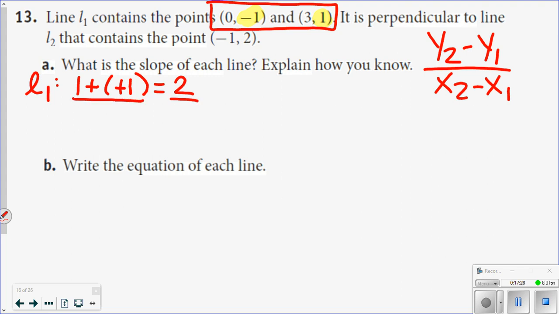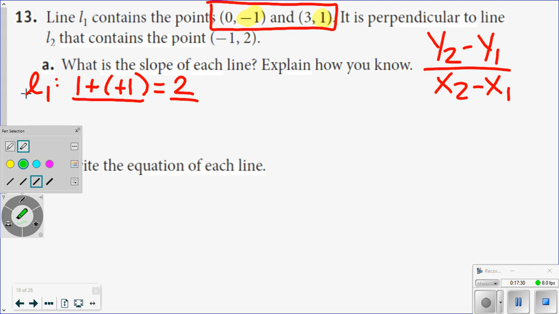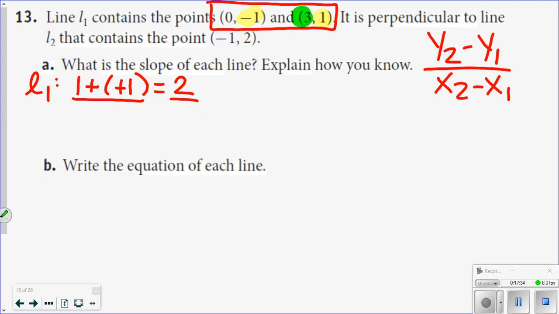Divided by, in the denominator we have our x's. So 3 minus 0, which is just 3. Okay, so this is the slope, it doesn't reduce or simplify, of line 1. But we have to find the slope of each line, so we need the slope of line 2 now.